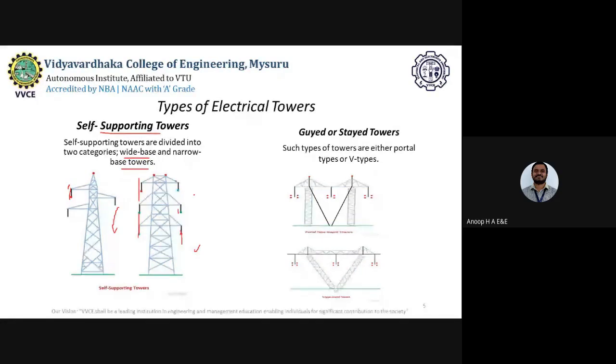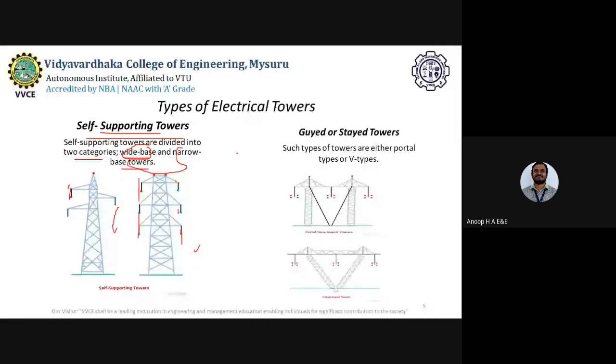Okay, so that's where you are going to use the self-supporting towers, which are divided into two categories. The first one is the wide base, and the next one is the narrow base towers. So self-supporting towers are divided into two categories.